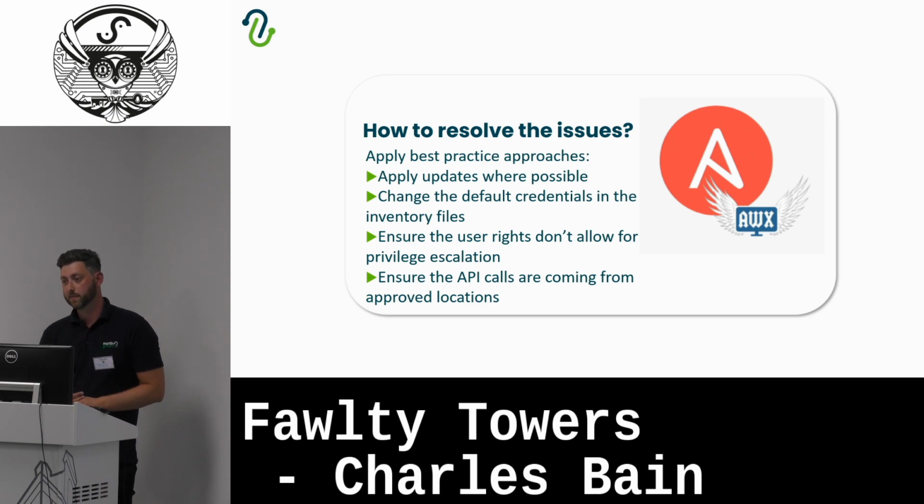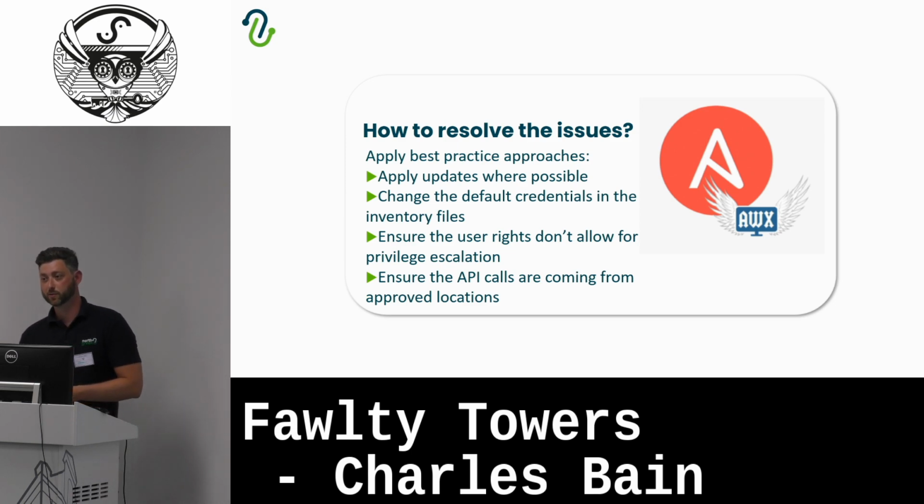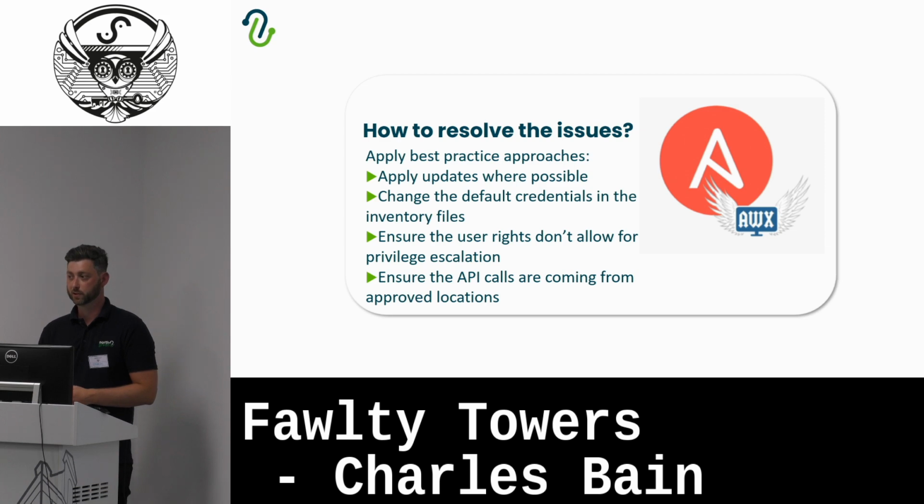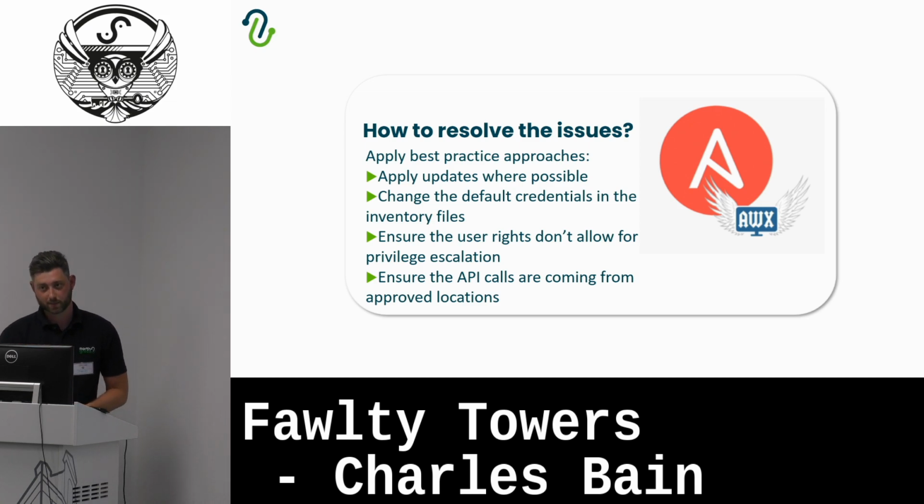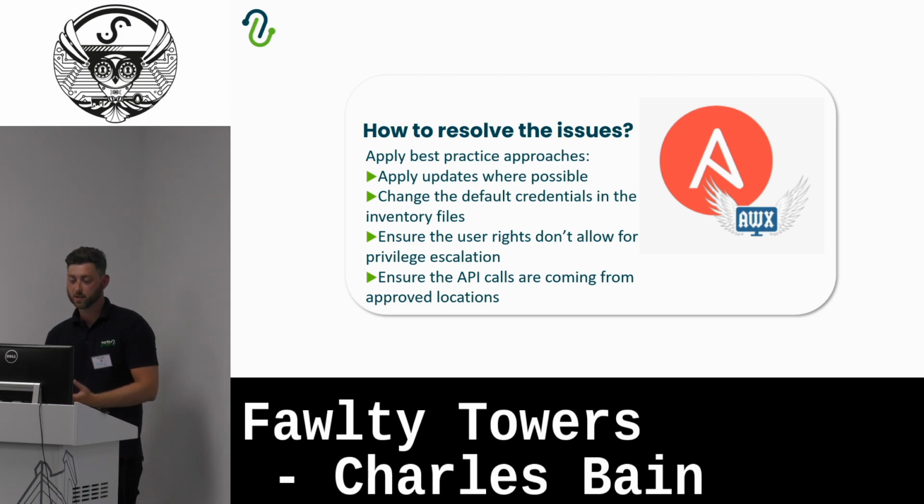Ensure the user rights have been configured correctly when you're deploying your playbooks, when you're deploying your infrastructure, and ensure that the API calls are coming from an approved location. If there isn't a direct patch for it, it's a great mitigation to make sure that it's coming from the correct location when moving forward. That's very much how infrastructure has progressed over the years. A nice glimpse into Ansible Tower and some of the key issues that I found when researching it. So thank you very much.